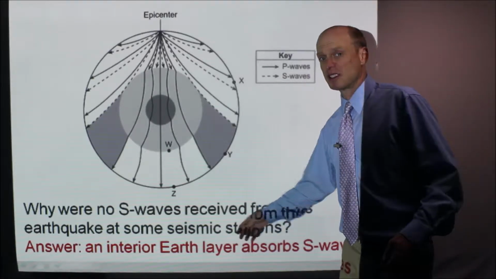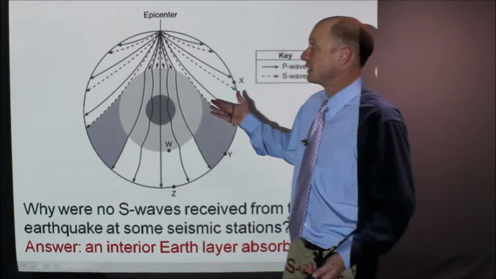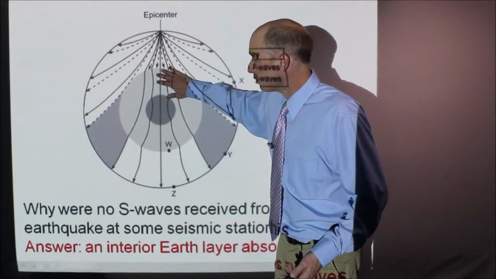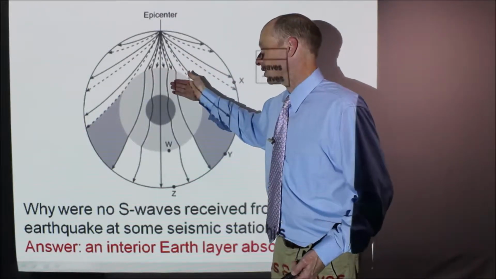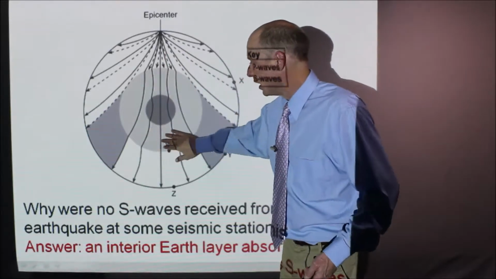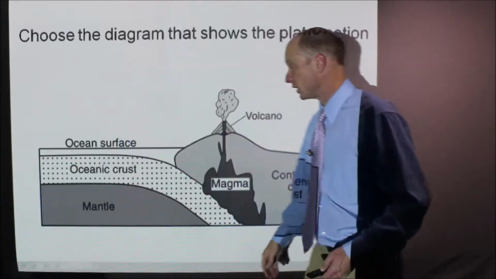Okay, and that was a multiple choice. That was the answer. Well, I tend to like to say that the S waves can't go through the liquid, but I guess absorbent is also correct. But the S waves can't travel through the outer core. That's how we know the outer core is liquid.